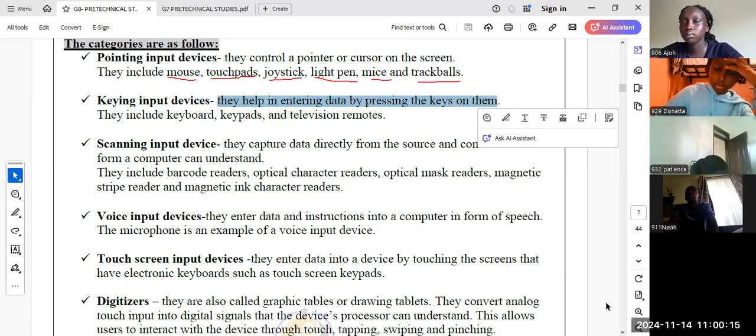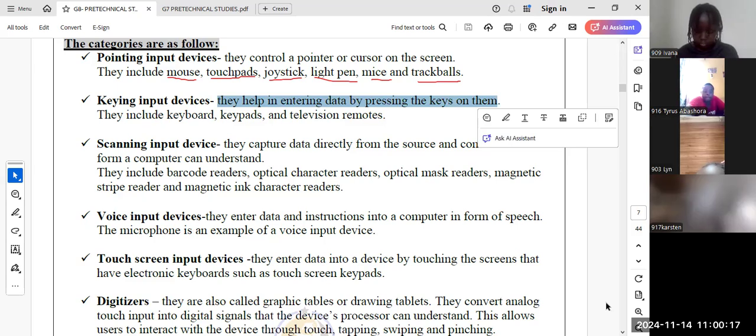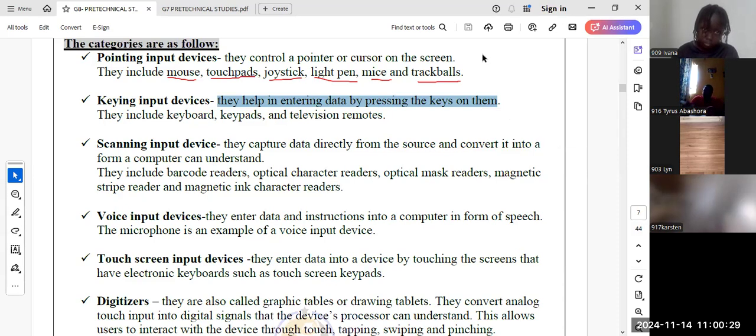They help us in entering data by pressing keys on them. Examples of these categories of keying input devices are the keyboard, the keypad, and television remotes.